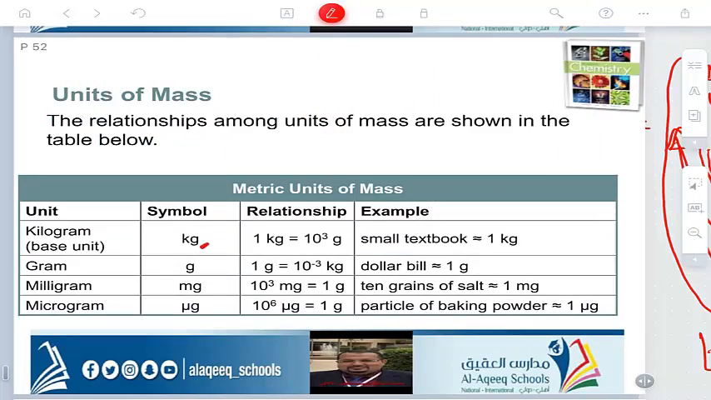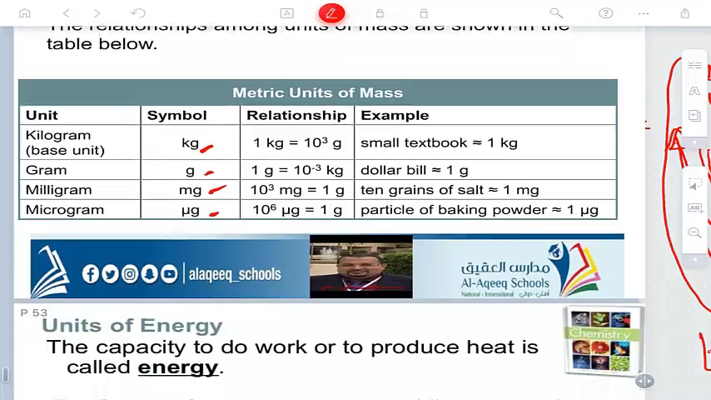Kilogram, the basic unit: 1 kilogram equals 10 to the power of 3 grams, or 1000 grams. Gram, small g: 1 gram equals 10 to the power of negative 3 kilogram, because gram is smaller than kilogram. Milligram, mg, is one thousandth of a gram, and each gram has 1000 milligrams. And microgram: 1 gram equals 10 to the power of 6 micrograms, something very small. These are the units of mass.